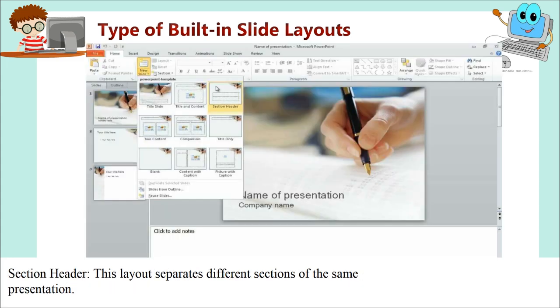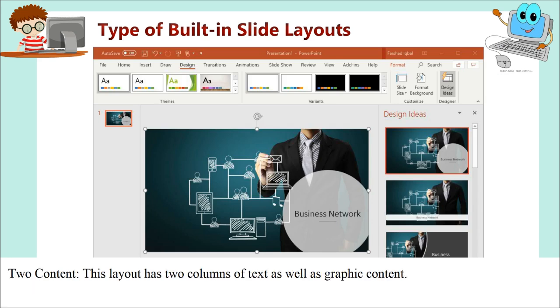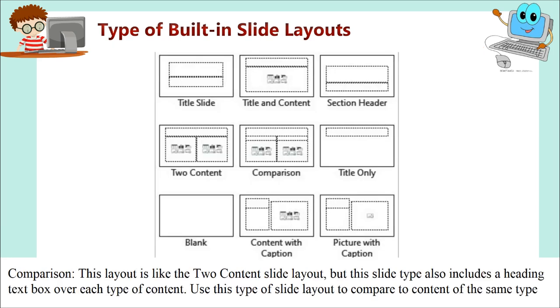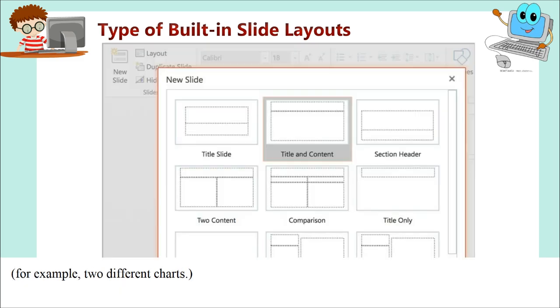Section header. This layout separates different sections of the same presentation. Two content. This layout has 2 columns of text as well as graphic content. Comparison. This layout is like the two content slide layout, but this slide type also includes a heading text box over each type of content. Use this type of slide layout to compare two contents of the same type, for example, two different charts.